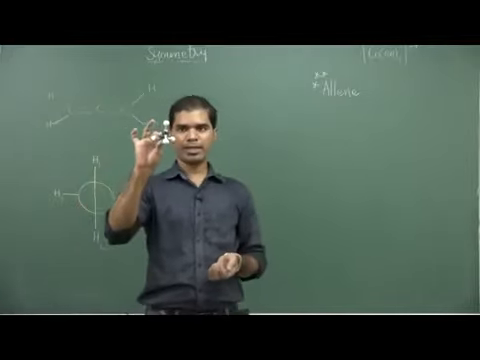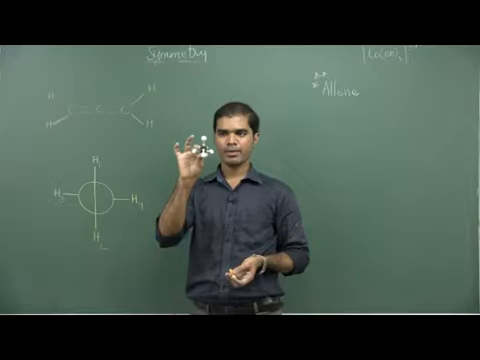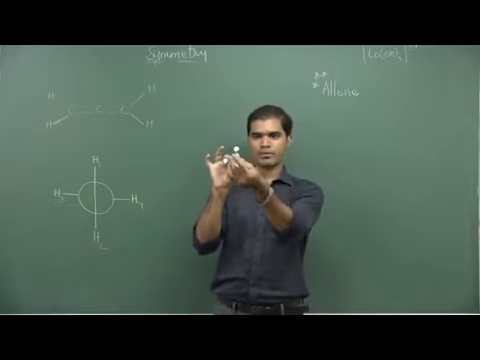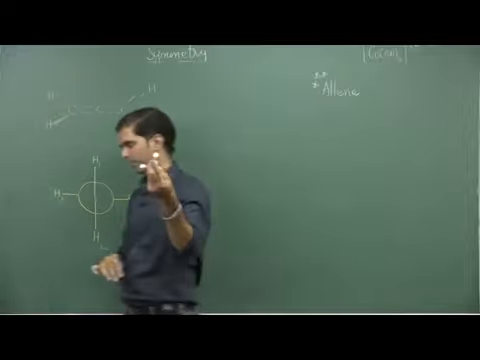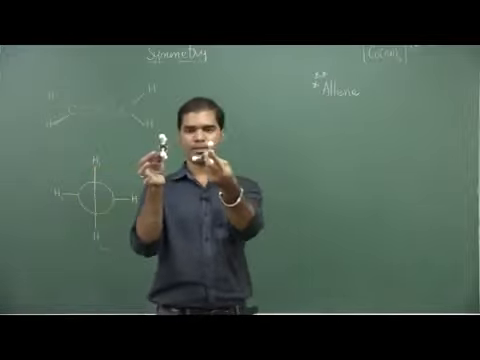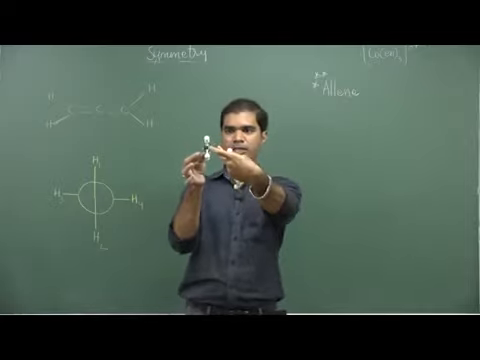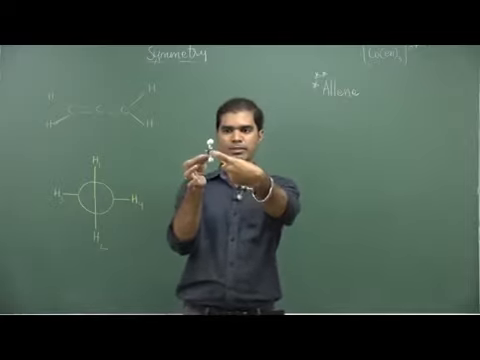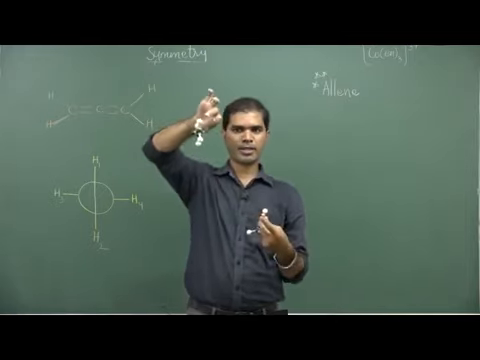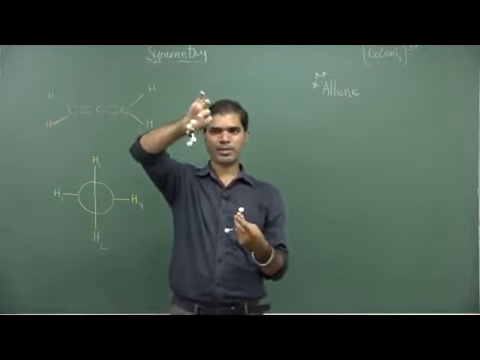Now when I am holding the allene in this manner, just as in ethylene where we passed a rotational axis from two carbons, let me show in this way. In ethylene there was a C2 that is passing from the two carbons, around which if rotation operation is carried out, it is bringing the molecule into equivalent configuration.